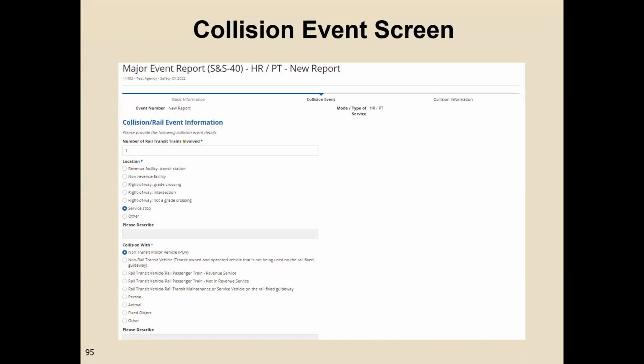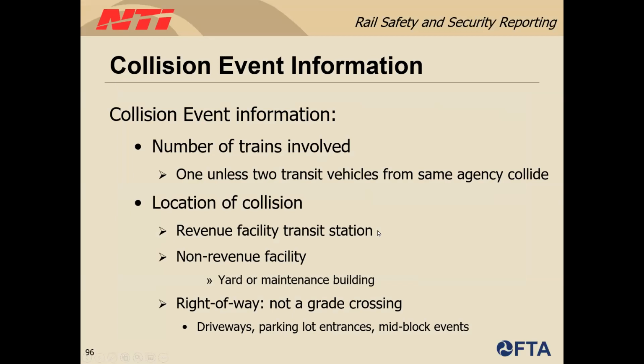And this is a snapshot of the collision event information screen. First collision screen, again, is the collision event information screen. This form captures information about the number of transit trains involved, which should always be 1 unless there's 2 trains from your agency that collided. Several locations are listed and include Revenue Facility Transit Station, which is a building with a waiting room, ticket office, or machines, restrooms, or concessions, and so on. A non-revenue facility, which would include your rail yard, your maintenance buildings, train wash site, and so forth. Right-of-way, not grade crossing, to capture events that occur near driveways or in parking lots or mid-block events.